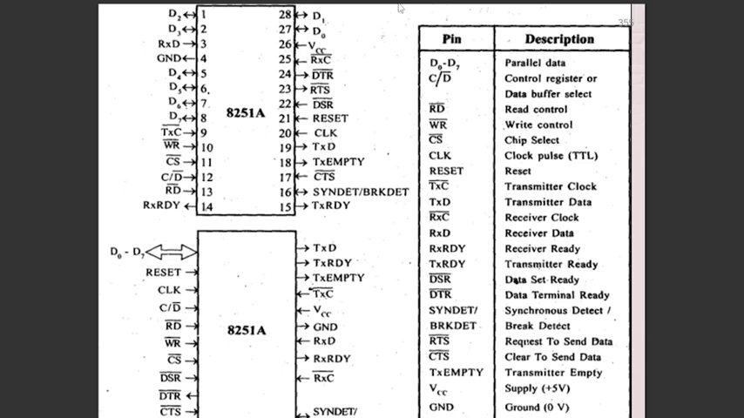DSR stands for data set ready, and DTR stands for data terminal ready, and SYNDET is synchronous detect. BRKDET stands for break detect, and RTS stands for request to send data, and CTS stands for clear to send data, and TxEMPTY is transmitter empty, and VCC is supply, and GND is the ground.